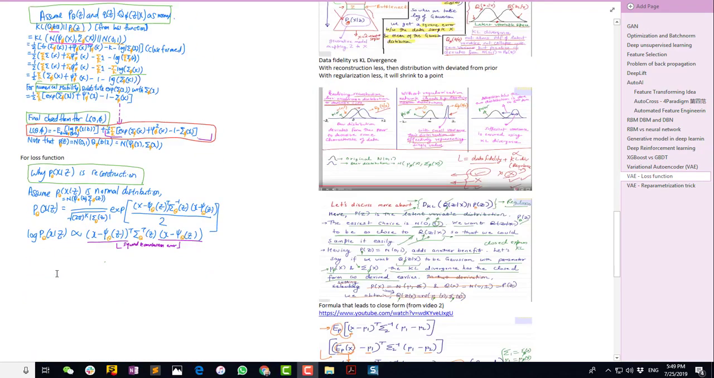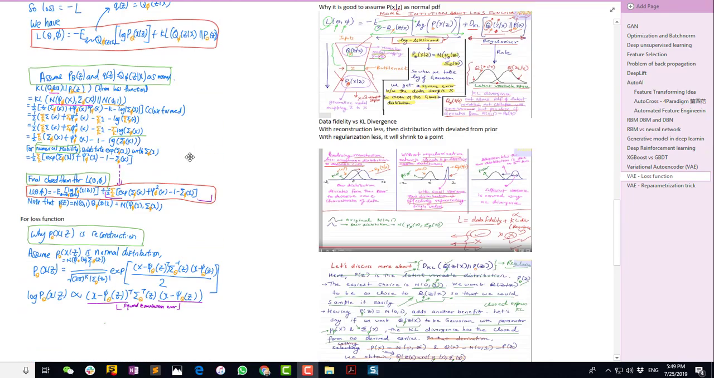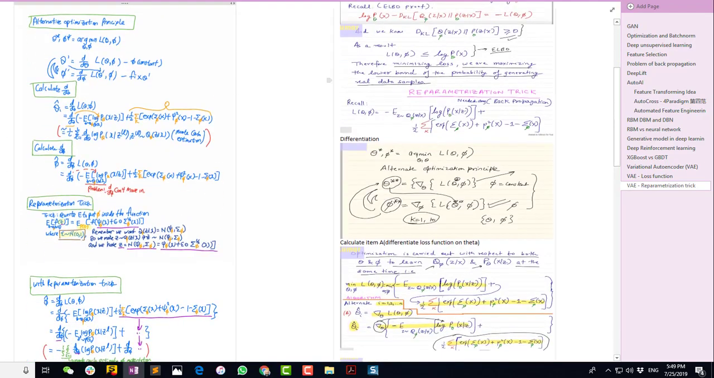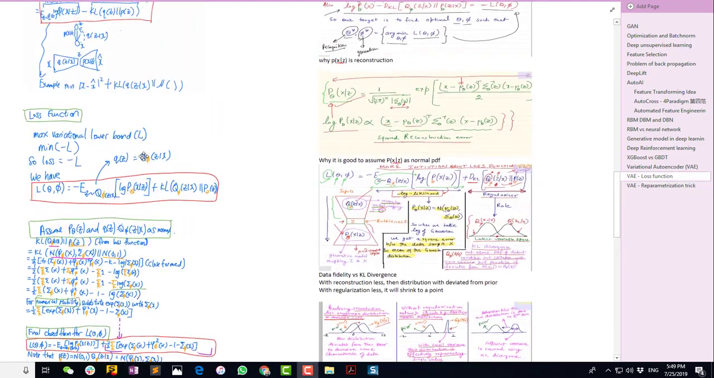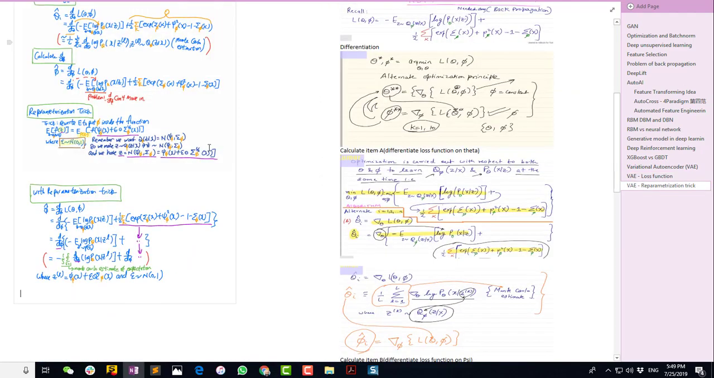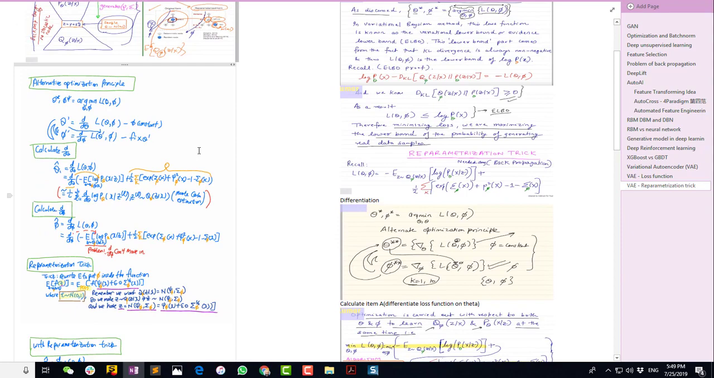And now we are going to talk about how to do the reparameterization trick. First of all, why do we need a reparameterization trick? Because there is a problem if you want to do the backward propagation for the VAE.